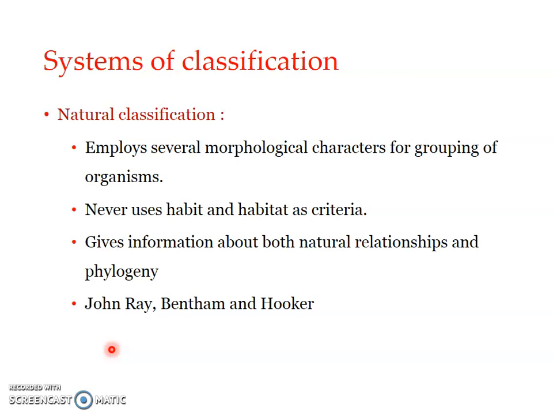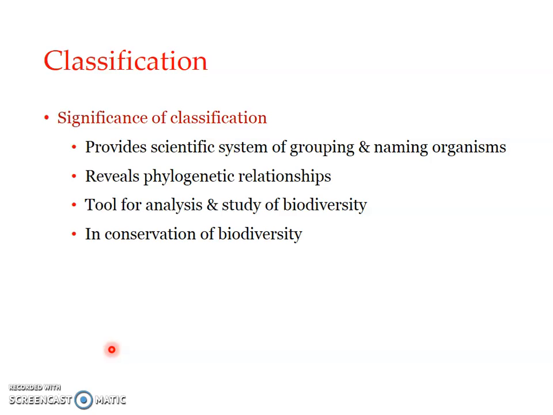Okay, and this kind of classification was accepted by or used by John Ray and Bentham and Hooker. Bentham and Hooker are the ones who classified plants, and it is even now, I suppose, widely accepted. Okay, this is one kind of widely accepted system of classification. So these two are the main systems of classification. So we saw the different criteria for classification. We saw lumping and splitting for classifying organisms, and the systems of classification.